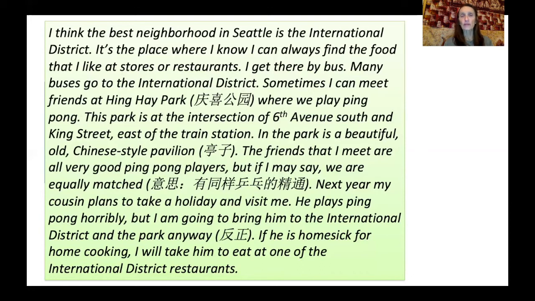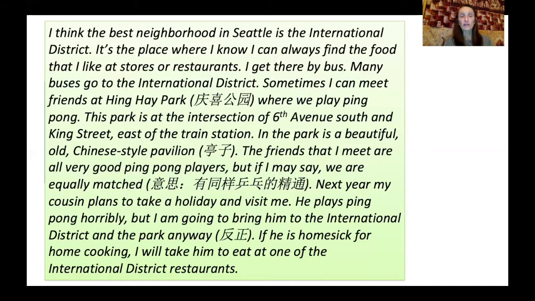This park is at the intersection of 6th Avenue South and King Street, east of the train station. In the park is a beautiful, old, Chinese-style pavilion. The friends that I meet are all very good ping pong players, but if I may say, we are equally matched. And here, this is what that means, equally matched, meaning of this term.